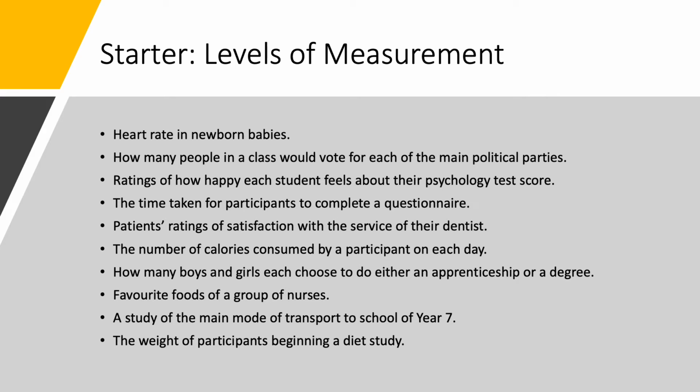So I want you to look at these examples and tell me whether the data is nominal, ordinal, or interval. And a good way to do this is to start with nominal. So look at the data and say, okay, could I put this into categories? If the answer is no, then check if it's ordinal. Could I rank this? And if the answer is again no, then you know that it's interval. So pause me now and have a go.